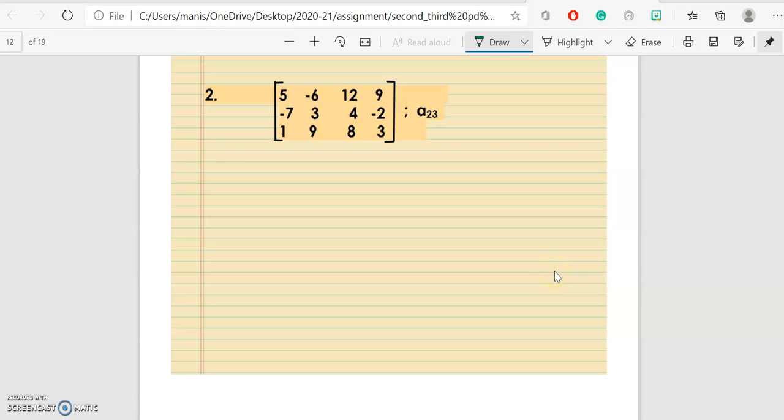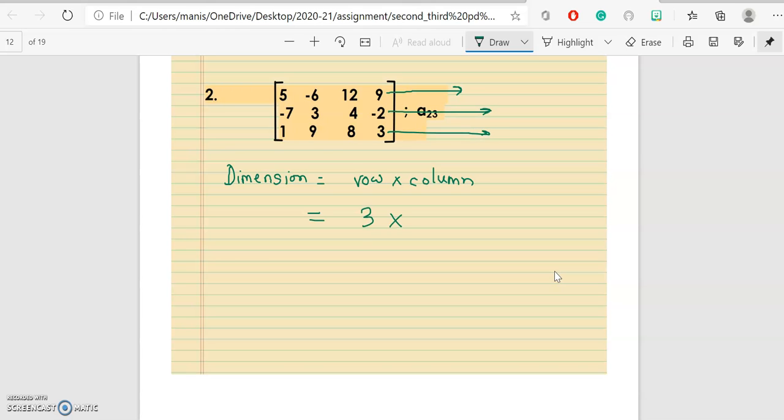Now again in this case we will write the dimension of this matrix. Dimension formula is row by column. So how many rows are over here? I can see one horizontal row, second row, third row. So this is my 3 by column. How many columns do I have? 1, 2, 3, 4. Please do keep in mind when I say column, I mean all of these three numbers coming in this column over here. This is my column. How many columns do I have? 4 columns. So the dimension of this matrix is 3 by 4.